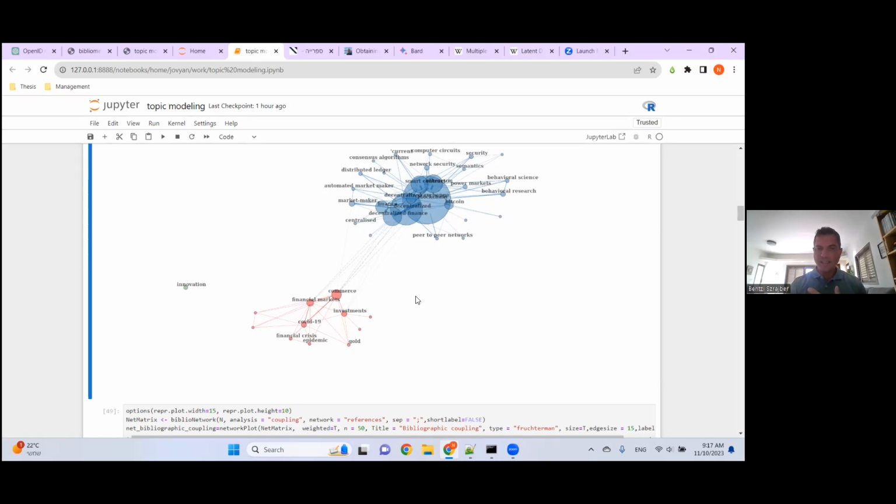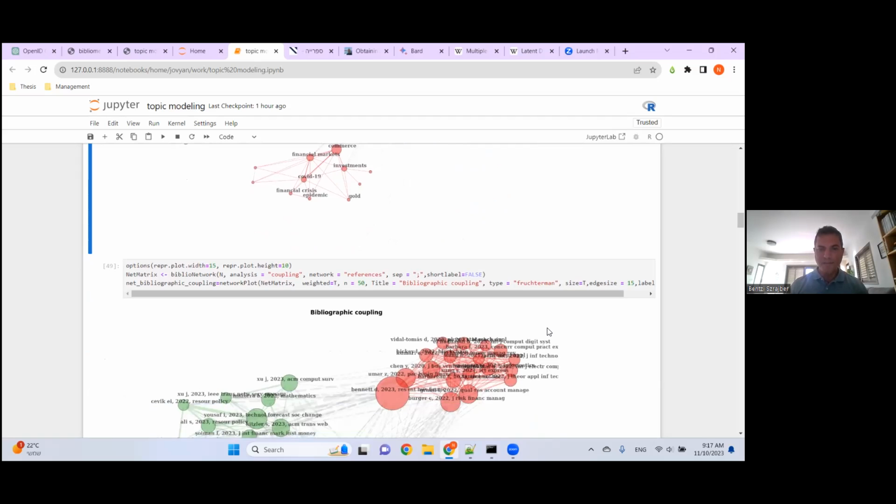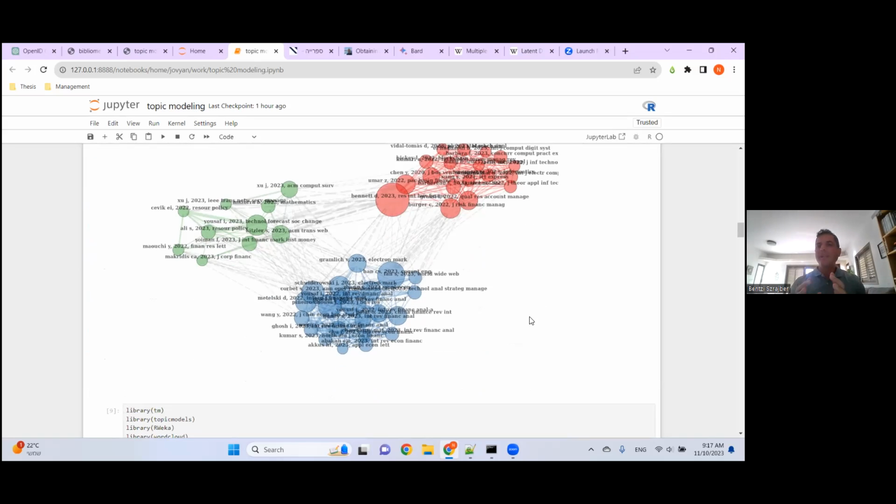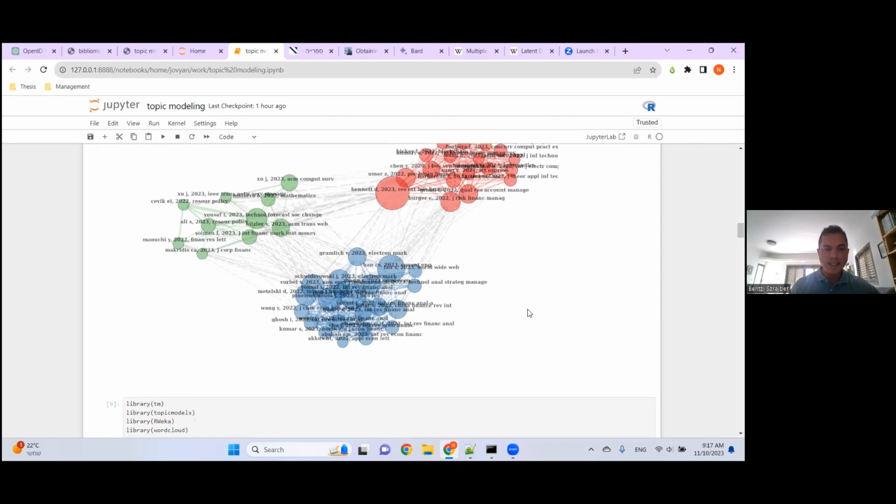I have the R background. So let's see how we merge and how we do topic modeling with the information that I have. So first, again, this is the background: bibliographic coupling, classical bibliometrics, so no need to expand on that. But this is the baseline that I have. From here, I can start the topic modeling analysis.